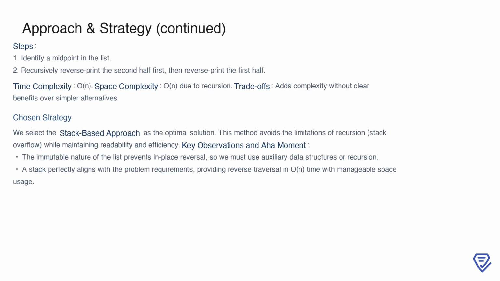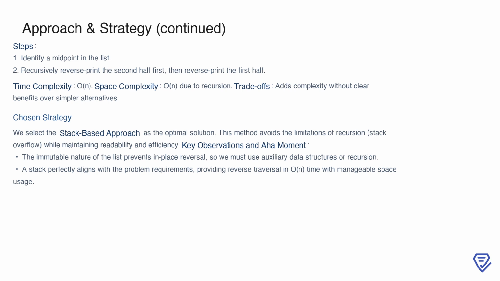The divide-and-conquer approach involves splitting the list into two halves and recursively reverse printing each segment. First, we identify the midpoint of the list. Then, starting with the second half, we recursively process and print its elements in reverse order before handling the first half in the same manner. While this method works, it introduces additional overhead without offering clear benefits over simpler techniques like using a stack.